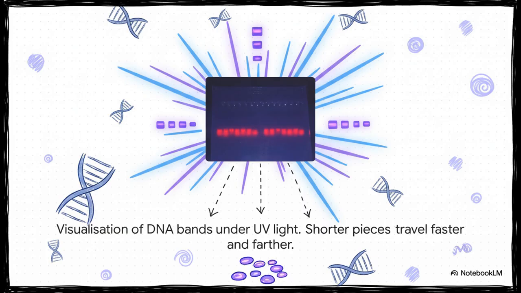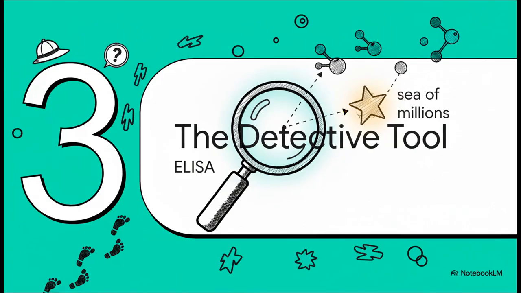So who won the race? The little guys did. The smallest, lightest DNA fragments zip through the gel and travel the farthest. The big, bulky fragments get left behind near the start line. And to see all this, we stain the gel with a special dye that makes the DNA glow under UV light. All right, let's reach back into our toolbox.